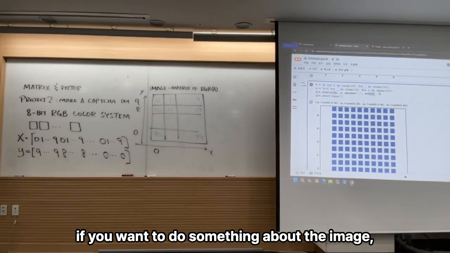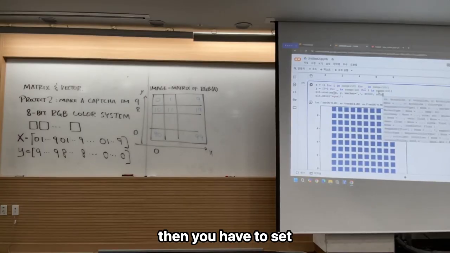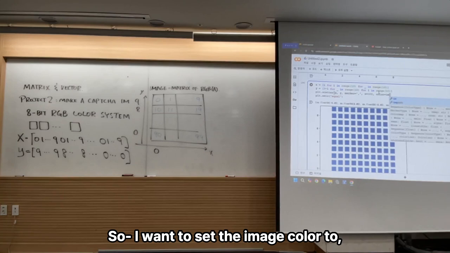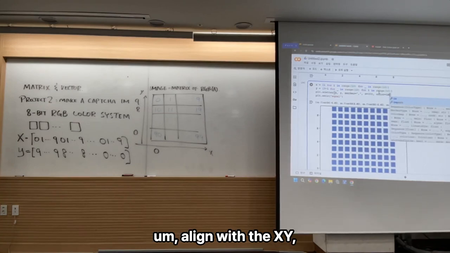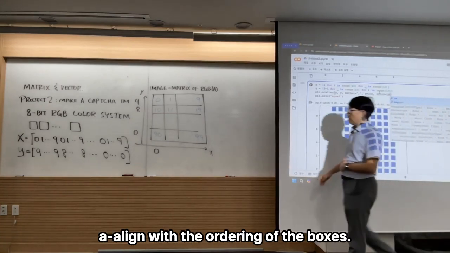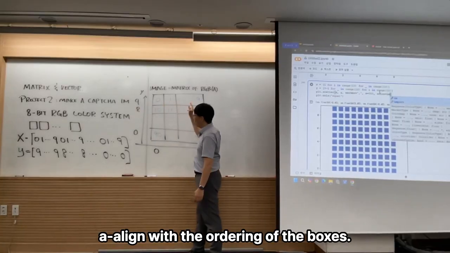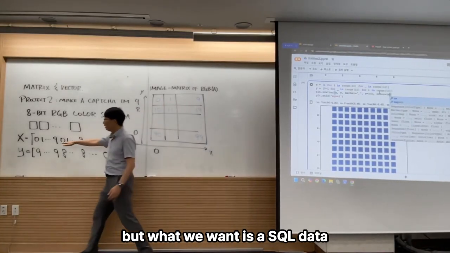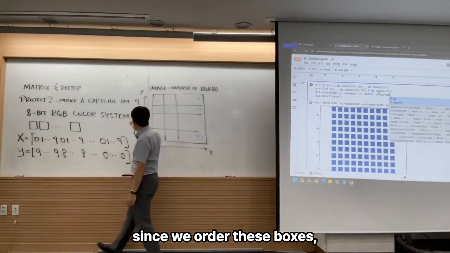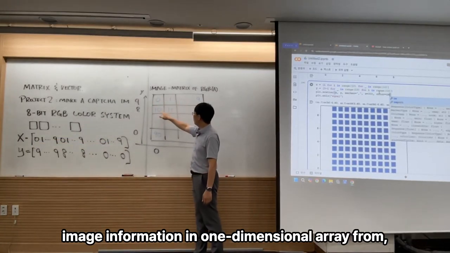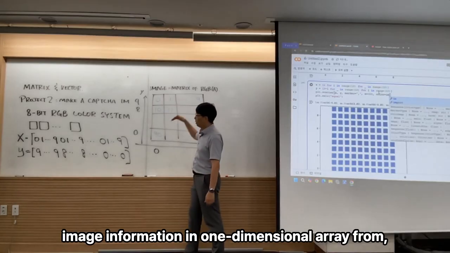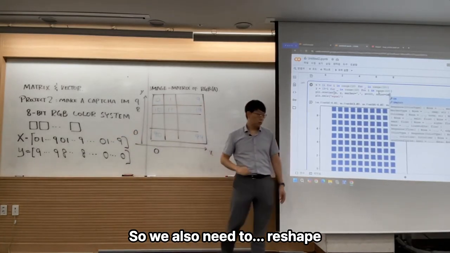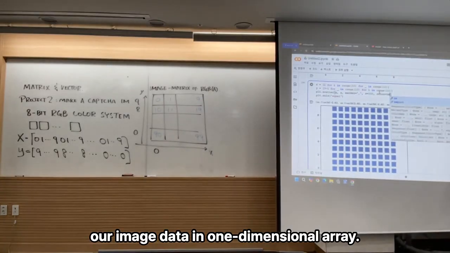So if you want to do something about the image, then you have to set the color information here. I want to set the image color to align with the XY, align with the ordering of the boxes. So the image is two-dimensional data, but what we want is sequence data in one dimension. Since we order these boxes, the image information needs to be in a one-dimensional array from this way, like this one. So we also need to reshape our image data into a one-dimensional array.